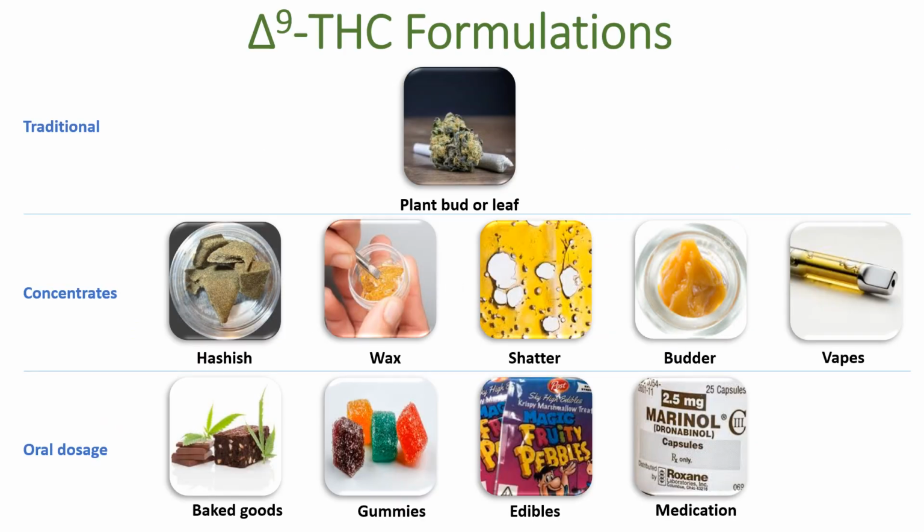Traditionally, when we discussed delta-9 THC use, we mostly meant smoking marijuana plant material. However, alternative formulations are increasingly popular and include highly concentrated formulations such as hashish, wax, shatter, butter, and vape liquids. Delta-9 THC can also be incorporated into baked goods, gummies, and other edibles intended for oral consumption. There is also a prescription formulation of delta-9 THC called Marinol or dronabinol, which can be used to stimulate appetite in chemotherapy patients.